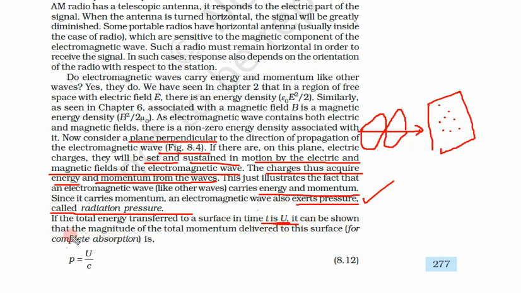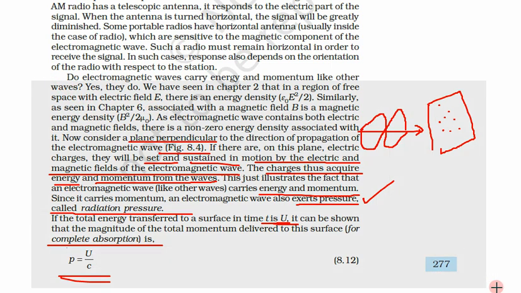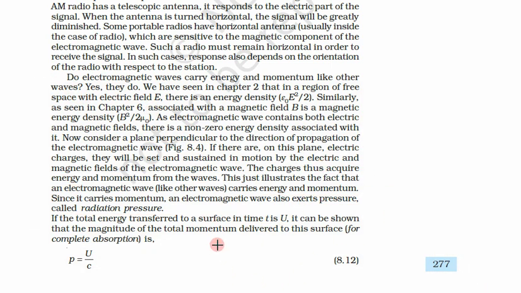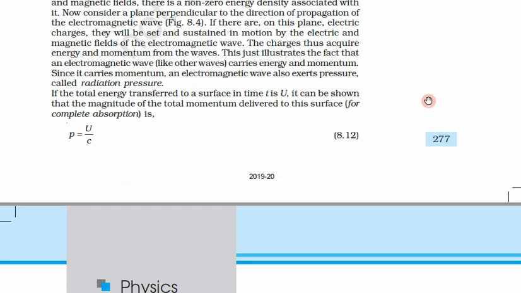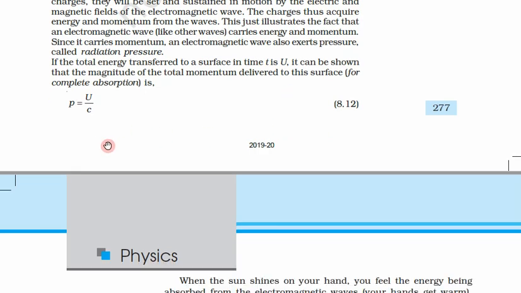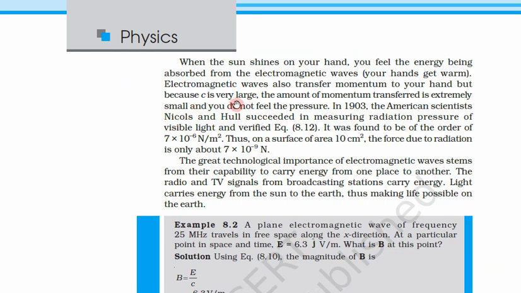It can be shown that the magnitude of the total momentum delivered to this surface for complete absorption is p = U/c. This is the momentum that was absorbed by the surface. When there is complete absorption, not partial absorption, and the complete energy is transferred to the surface, the momentum is the energy divided by the speed of light.